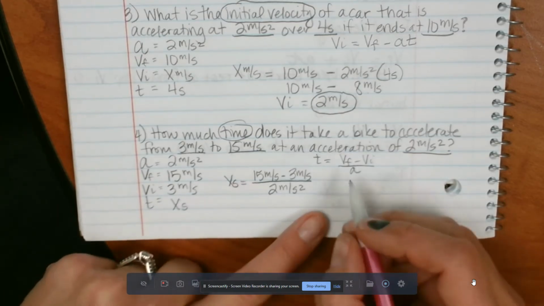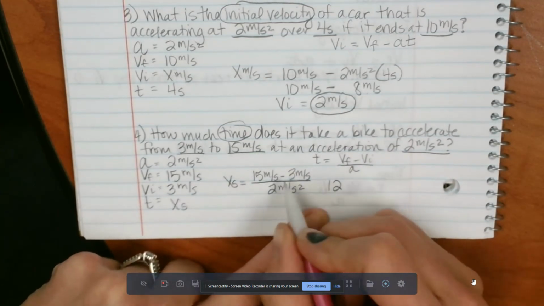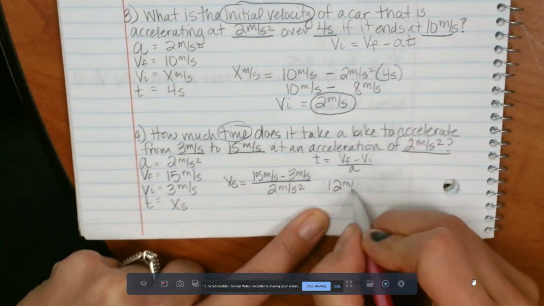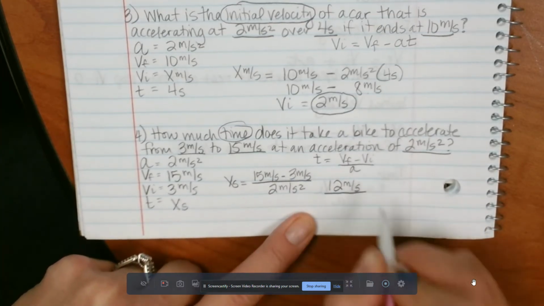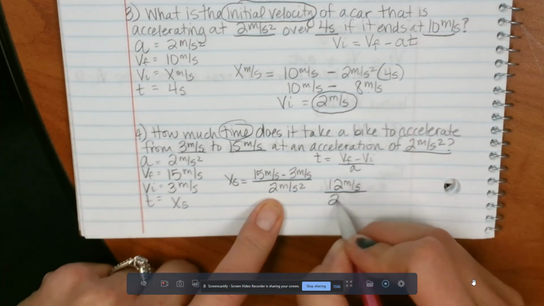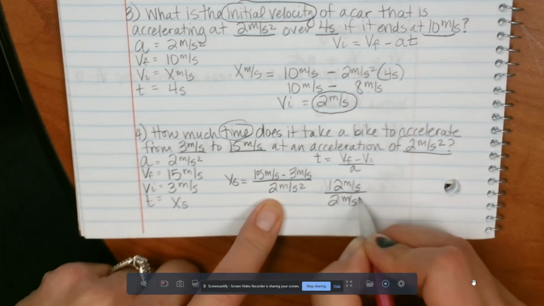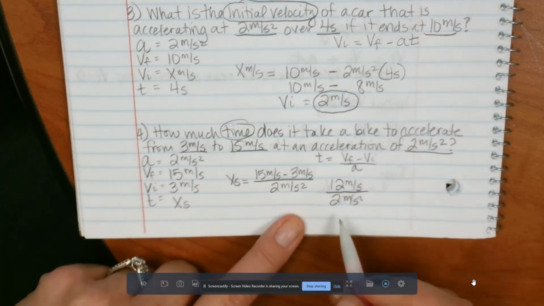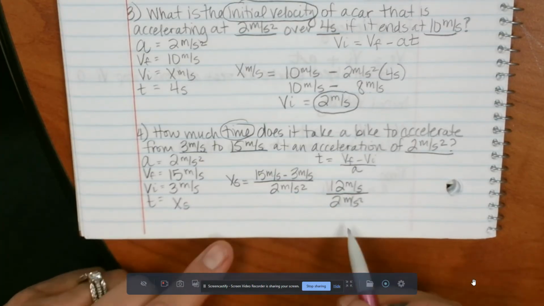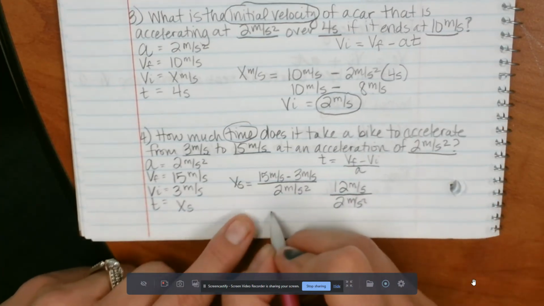Okay, 15 minus 3, I know that is 12. And since they're like terms, I do get to use them in subtraction. And I'm going to divide that by 2 meters per second squared. And I know in my brain that 12 divided by 2 is going to give me 6.